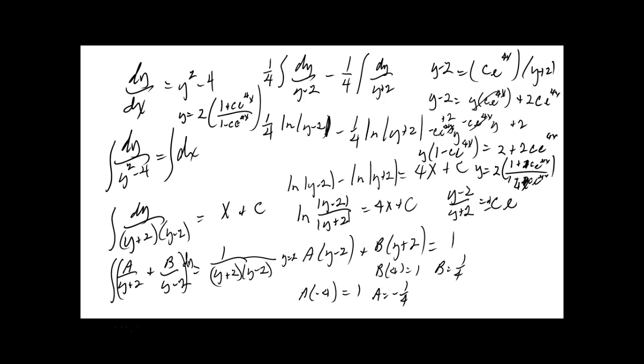Now, if you go back to the original equation, like I said before, y is equal to 2 and y is equal to minus 2 make the right-hand side equal to 0, and dy/dx would then be equal to 0 if y was 2 or minus 2. Those are two constant equilibrium solutions, y is equal to 2 and y is equal to minus 2. Okay?